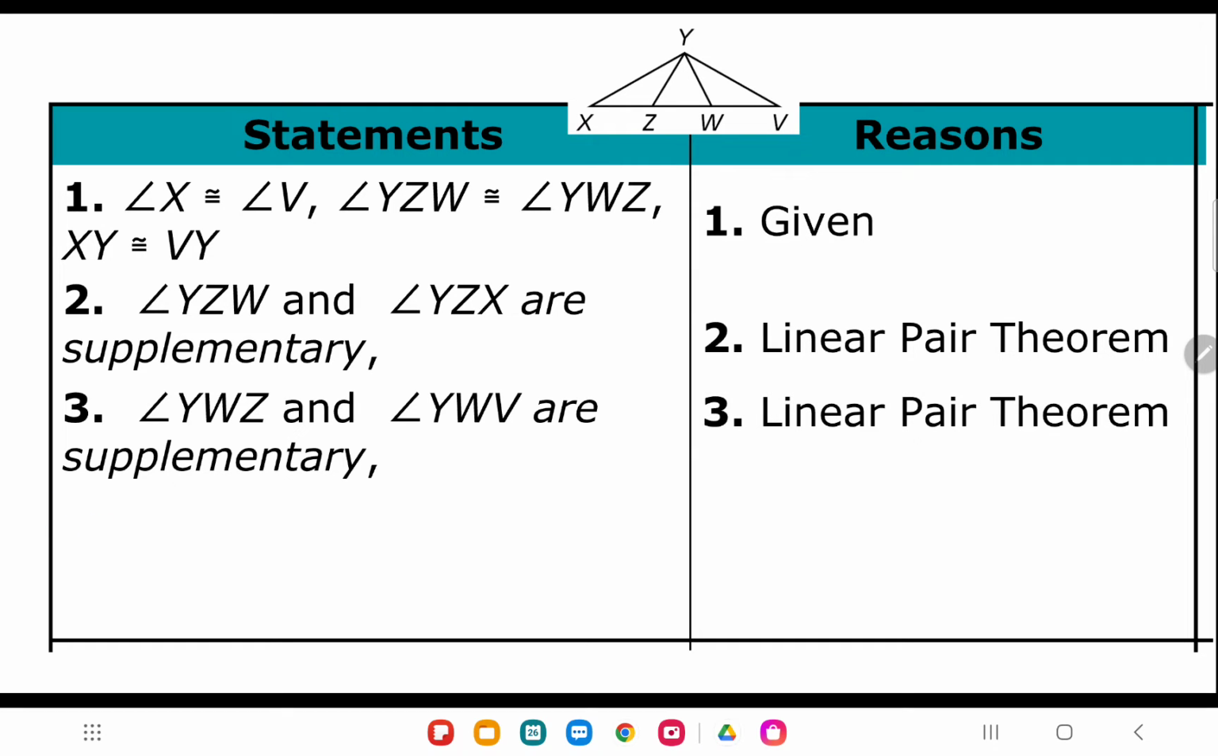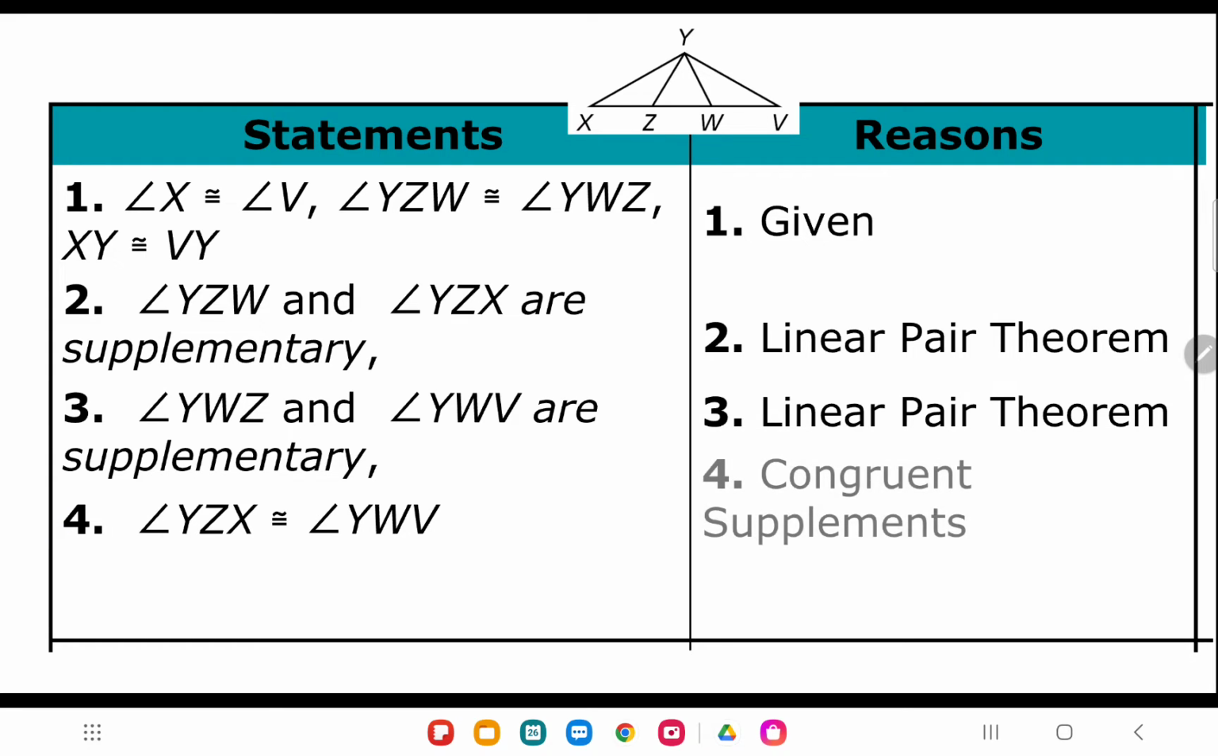So that means that YZX and YWV must be congruent to each other. That is the congruent supplements theorem.